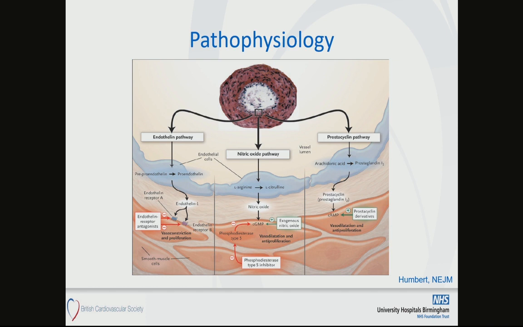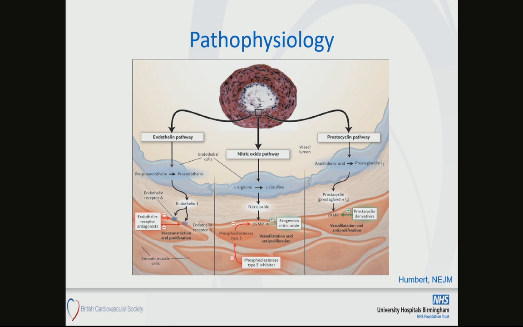You've got 3 pathways. So as well as one disease and about 6 drugs, they've got 3 pathways that they have to remember. You've got your endothelin pathway, your nitric oxide pathway, and your prostacyclin. And when we talk about the drugs a bit later on, it always comes back down to those 3 pathways. So the endothelin pathway, that's bad, isn't it?